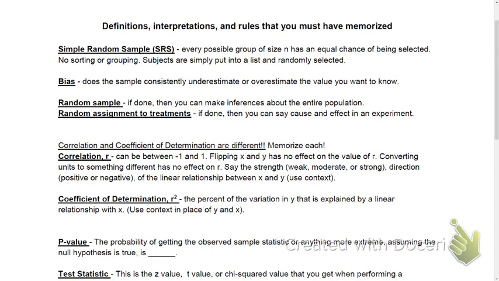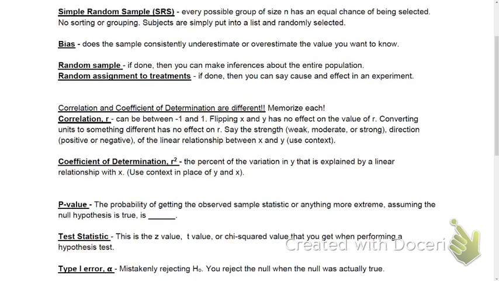So these are common definitions that people mix up. Off the top of my head, look in the middle of the screen: correlation versus coefficient of determination. People mix those two up all the time, including on a recent quiz that we all took. If it asks you for the coefficient of determination, it's asking what is the percent variation in y that is explained by a linear relationship with x. You just need to memorize that.